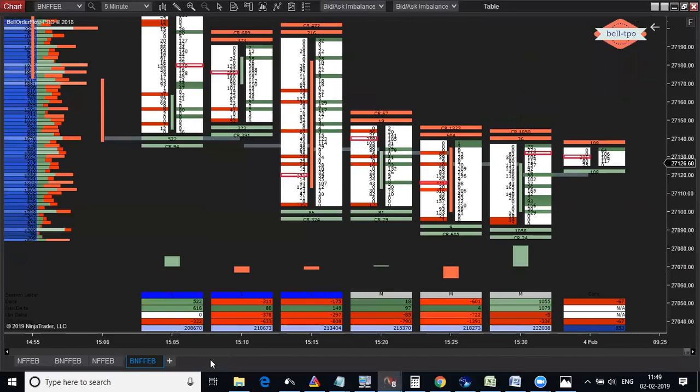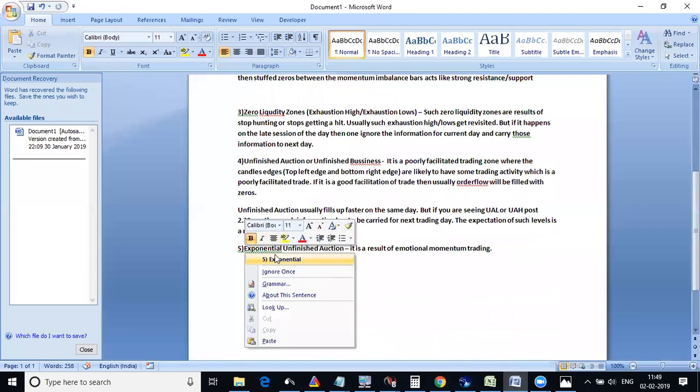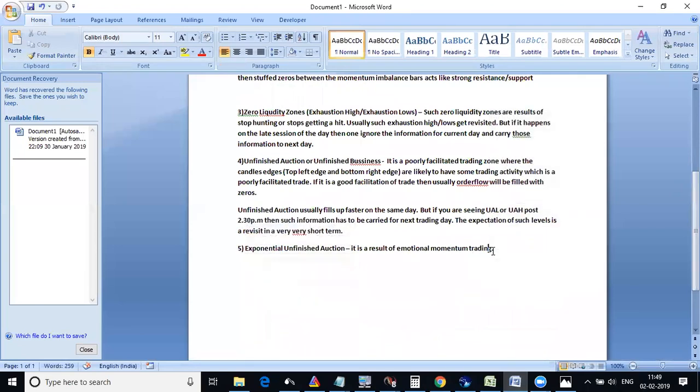Okay, for time being, I'll skip GDFL here, and let's use this information. So we are talking about a couple of strategies, right? We talked about exponential unfinished auction. It is a result of emotional momentum trading where 3 or more unfinished auction levels got generated due to a late rally or late sell-off. So next day, it is usually expected to clear most of those unfinished auction references.